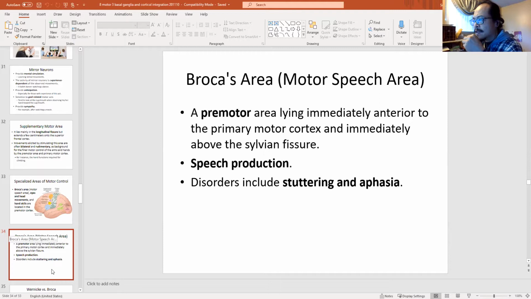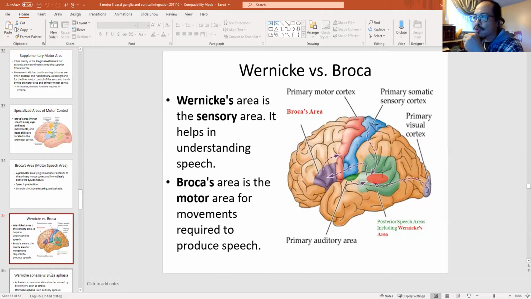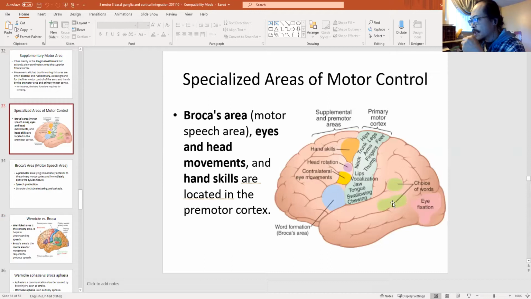If this region is affected, then the person will have difficulty speaking, and it's called aphasia. Aphasia has two types. One is the Broca aphasia. The other one is the Wernicke. We will talk about that. So these two regions basically work together. One is the motor speech. The other one is the auditory area for speech. So the Wernicke area, this is the region that we talk about. This is the association region for the auditory cortex, and this is called Wernicke's area.